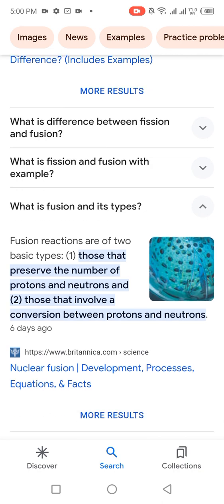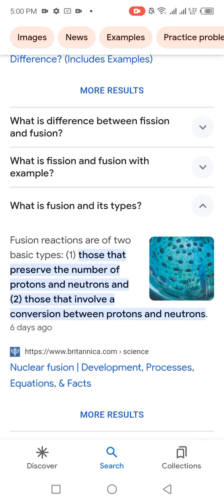Fusion and its types. Fusion reactions are of two basic types: those that preserve the number of protons and neutrons, and those that involve the conversion between protons and neutrons.